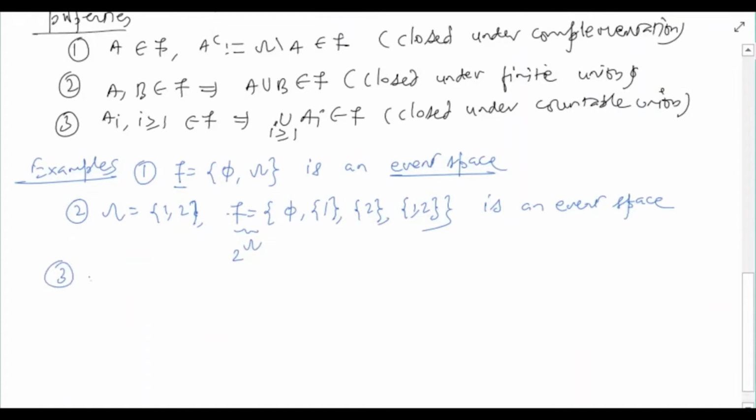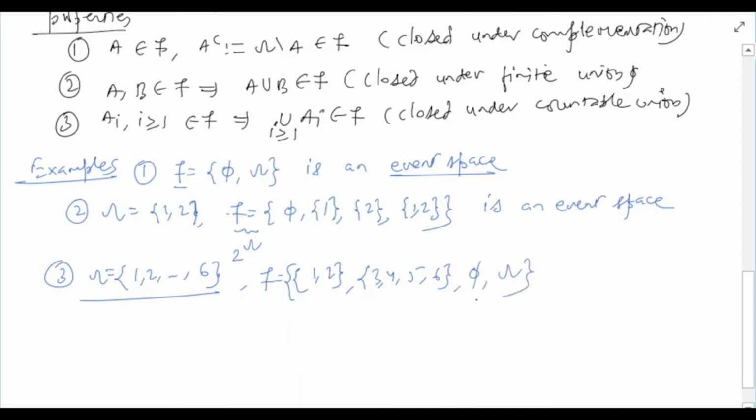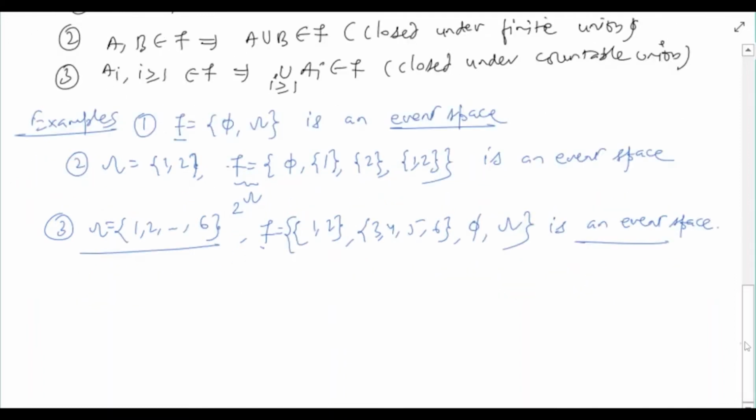Similarly, if omega is 1 to 6, the collection {1, 2}, {3, 4, 5, 6}, empty set, and capital omega, this is an event space. Again, it can be checked that this script F satisfies all the three properties mentioned above.